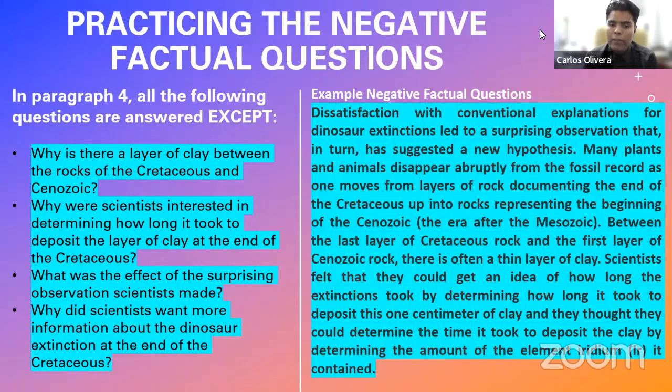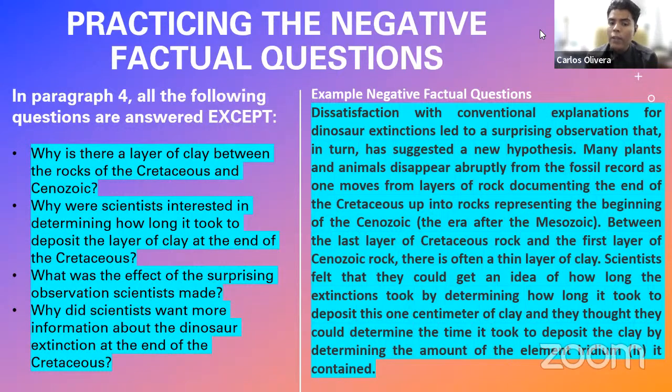Remember that the question "why" is basically asking you to respond what is the cause of the layer of clay being there in the Cretaceous. Is there any line in the paragraph suggesting why it is there, what is the cause? For example, if you read, you're going to find that it says, between the last layer of Cretaceous rock and the first layer of Cenozoic rock, there is often a thin layer of clay.